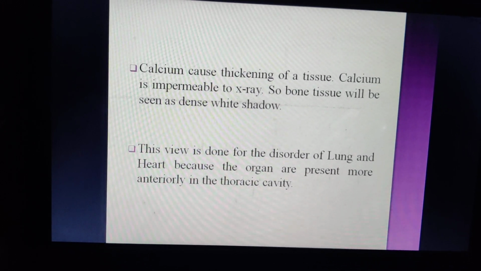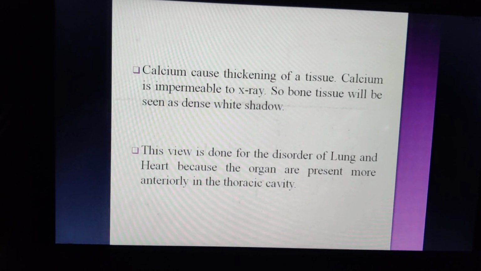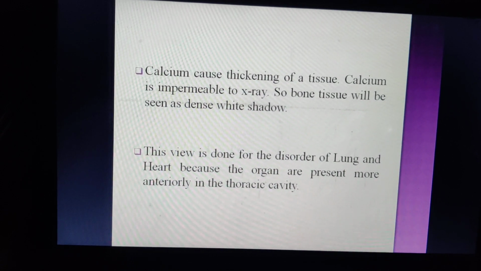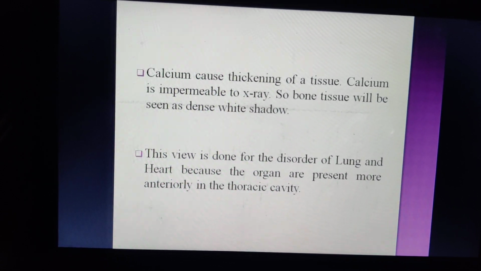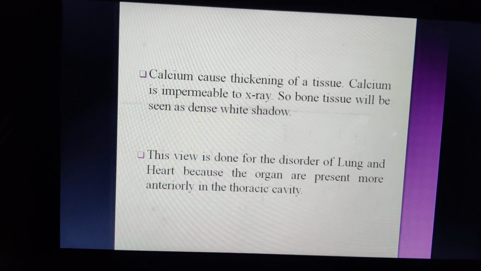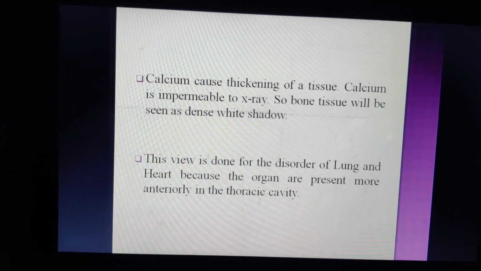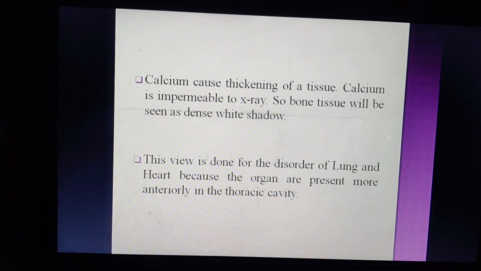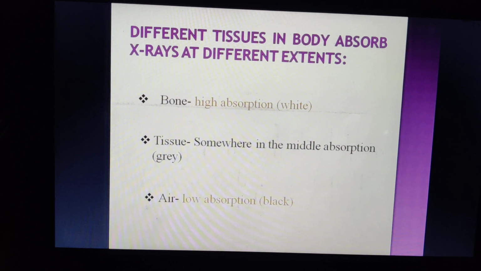This view, meaning the PA view, is used to detect disorders of lung and heart because the organs are present more anteriorly in the thoracic cavity, and in the PA view the detector, which is the X-ray film, will be near the anterior side, so the lung and heart condition will be easily visible and accurately seen.